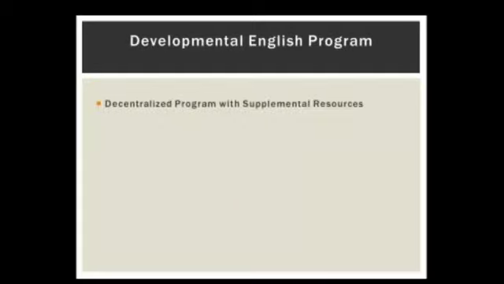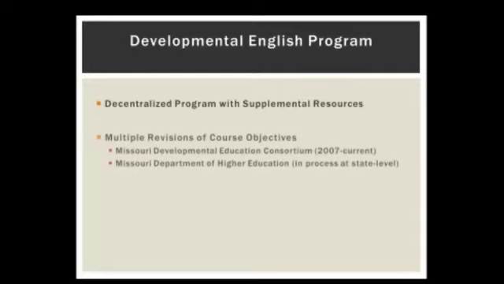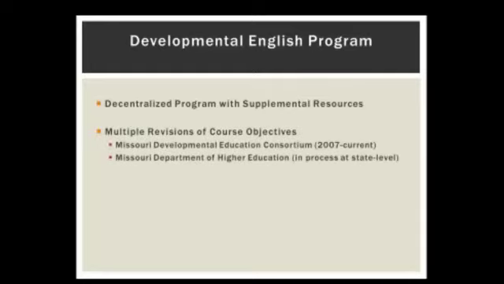We are a decentralized program with supplemental resources such as a tutoring and learning center. We have a writing center. We have advising that is specific to developmental students. And over the past 5 years, we've gone through multiple revisions of course objectives. A lot of our course objectives are guided by the Missouri Developmental Education Consortium. We began that in 2007, and we've made several revisions over the past few years.